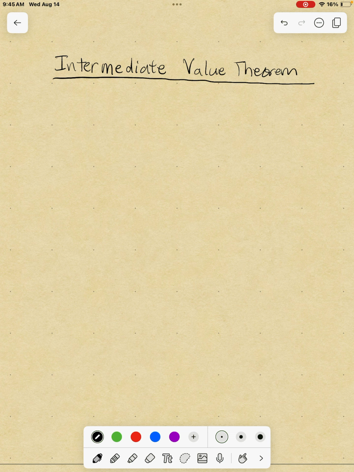Today we will talk about the intermediate value theorem. This is a theorem about continuous functions and often shows up in a course on calculus. And it says the following.